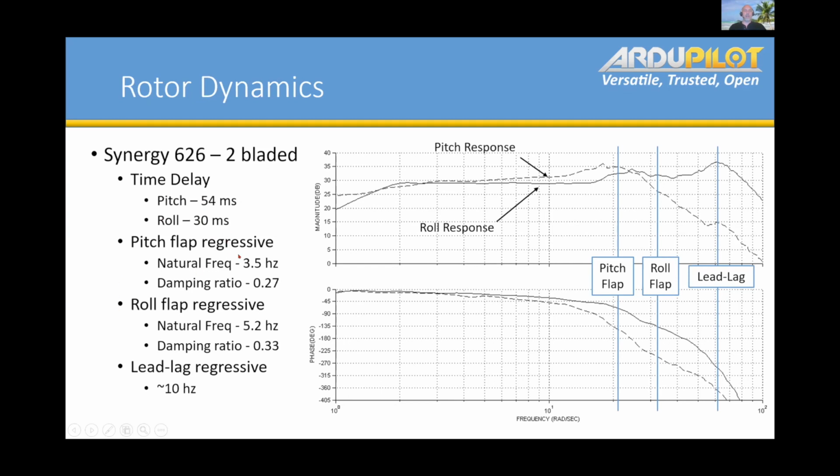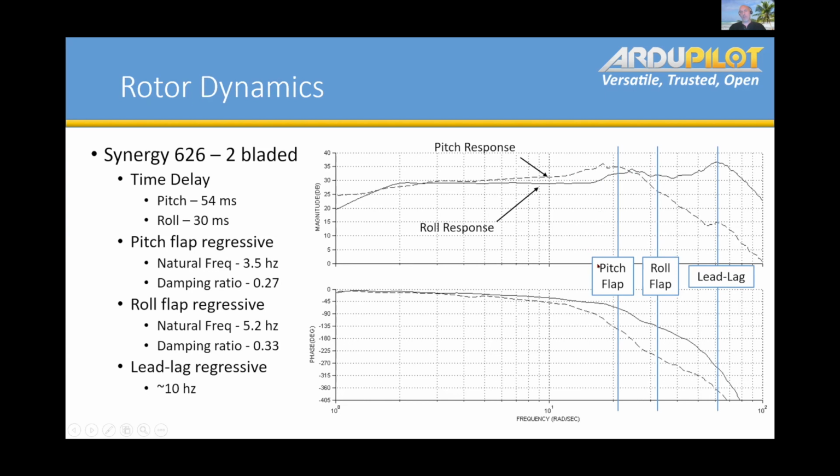Now we can look at the pitch and roll flap regressives and see where they're at. The top plot is the gain, so this is output to input: the ratio of the flapping output over the input to the actuator. Never mind what the actual value is in dB, but what's important to note is this hump. You see this hump in the pitch, and that's essentially indicating that there's an unstable mode. And this roll has this hump here, this first one.